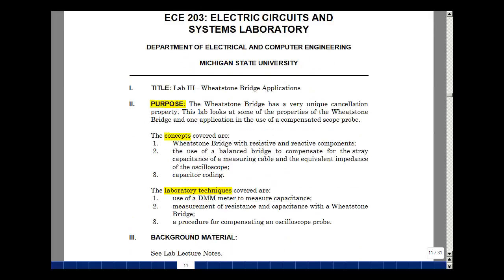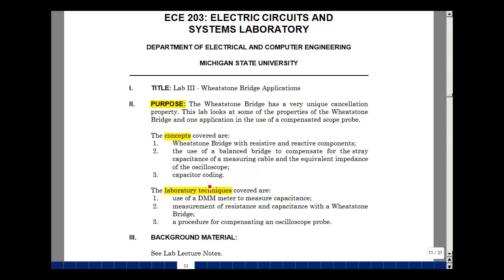So for Lab 3, which is Wheatstone bridge applications, our purpose was to look at some of the unique properties of a Wheatstone bridge in terms of cancellation. We looked at some of these properties and used it to explain how a compensated probe works. The concepts that we covered were a Wheatstone bridge using resistive and reactive components, the use of a balanced bridge to compensate for stray capacitance on a measurement cable, and the equivalent impedance of an oscilloscope being changed by the process.